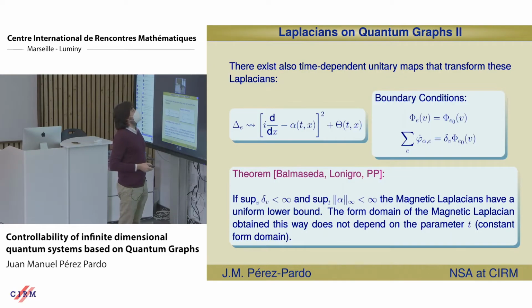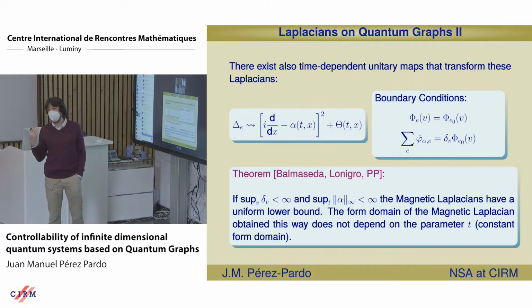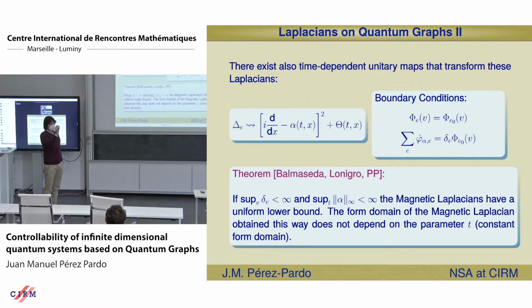And the good thing is the idea that we did of using this transformation. What we want to do now is include time dependency on these parameters, xi and eventually delta. And the point is, how are we going to deal with this system? We can also implement these time-dependent unitary transformations to transform that system, a Laplacian with quasi-delta boundary conditions, into another system for a magnetic Laplacian.